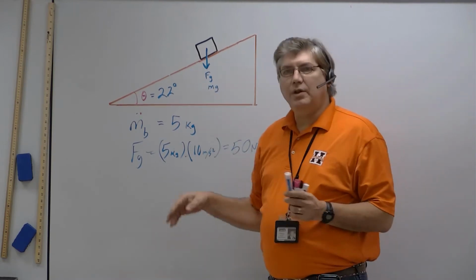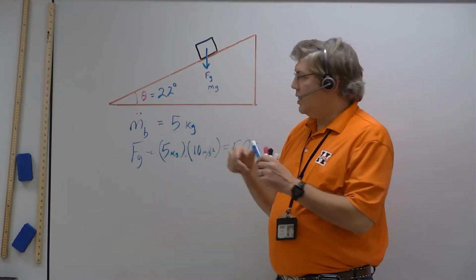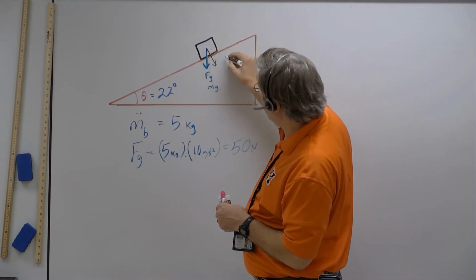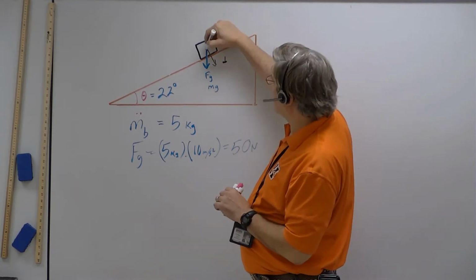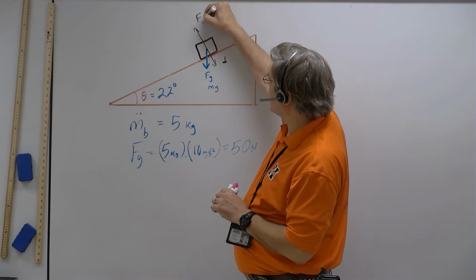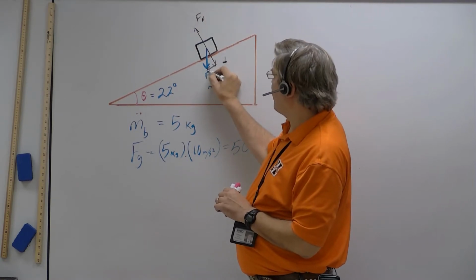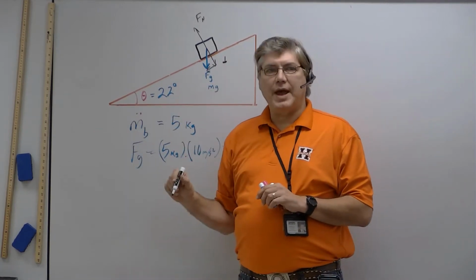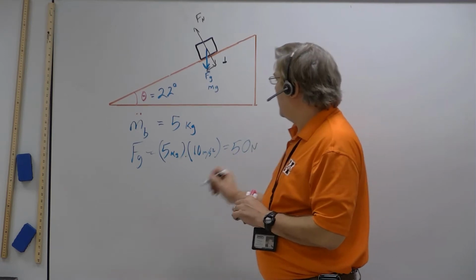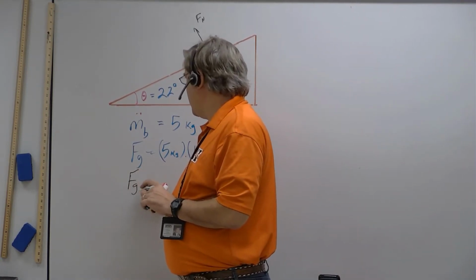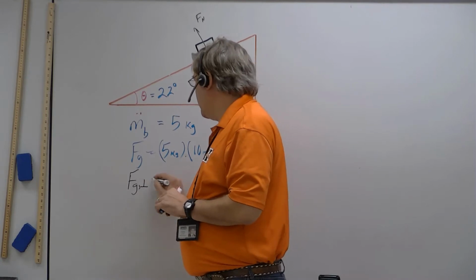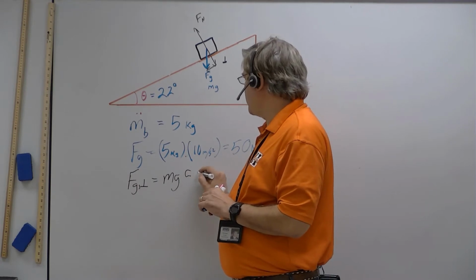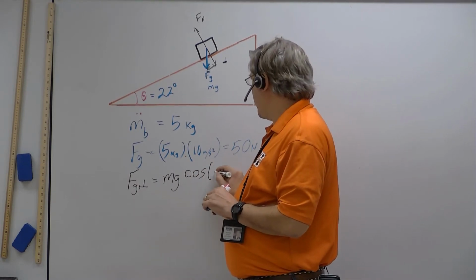But we really need to know the force of gravity in two other directions. We need to know the force of gravity in the perpendicular, right there, so that we can figure out what the normal force is, the force normal. And we need to know the force of gravity parallel to the incline, which will give us the force going down the incline. So the force of gravity that is perpendicular to the incline is going to be equal to mg times the cosine of theta, which is 22 degrees.